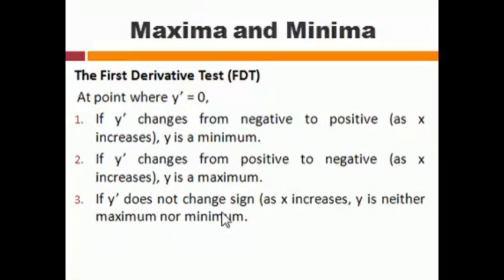And if y prime does not change sign from, let's say, positive leaning to the right, then after the changes, it is still positive sign, then it's said to be neither maximum nor minimum. So y prime does not change sign.